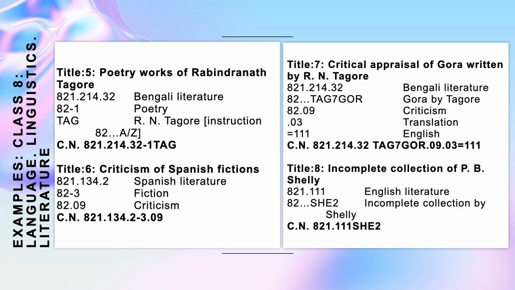Then title 8, Incomplete Collection of Percy B.C. Shelley. So 821.111 English literature. So 82SHE means Shelley, 2 means incomplete collection. So the class number will be 821.111 SHE2. Then 9, that is Geography, Biography, History.